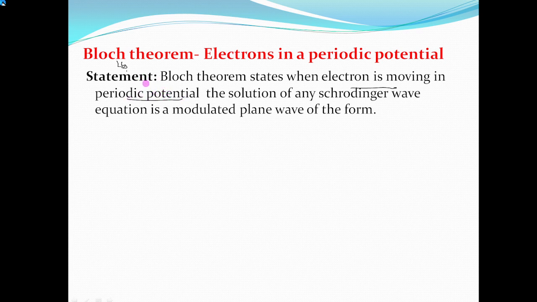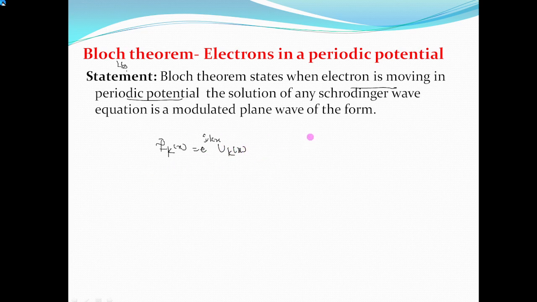Here we'll see the statement of Bloch theorem. So what does Bloch theorem state? Bloch theorem states that when an electron is moving in a periodic potential, the solution of the Schrodinger wave equation is a modulated plane wave of the form psi k x is equal to e power ikx u k x. So what does this mean?